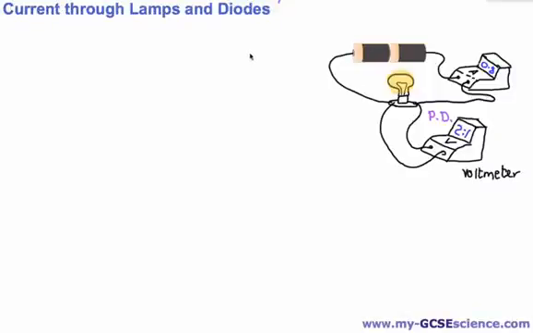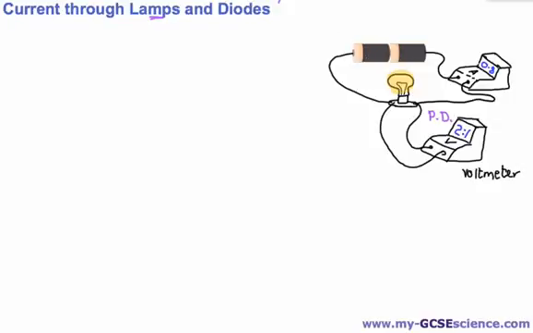Hello and welcome. In this video we are going to look at the current through lamps and diodes and how that changes when you vary the potential difference across those two components. We'll have a look at the lamp first, and how we might measure that is if we set up a circuit that looked a bit like this.